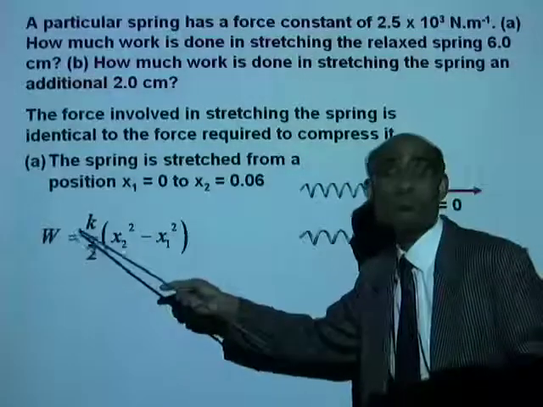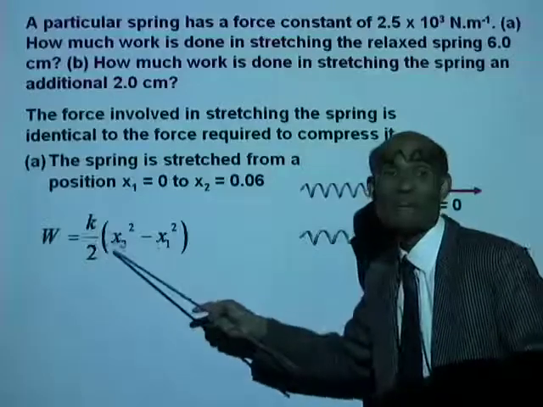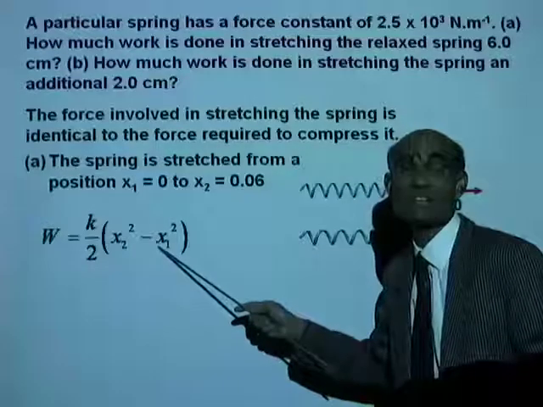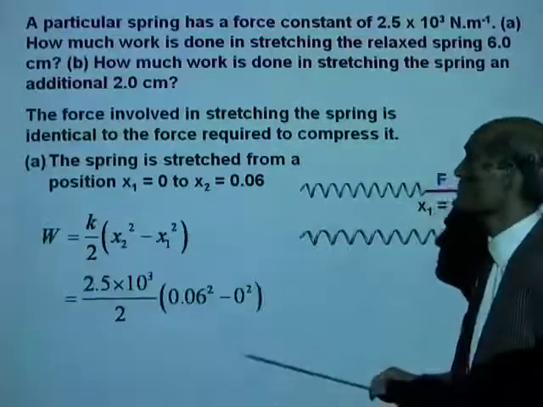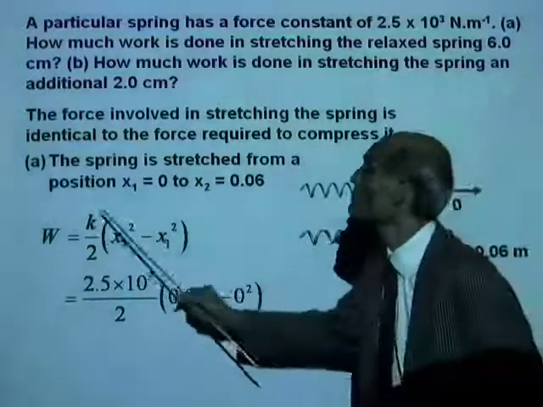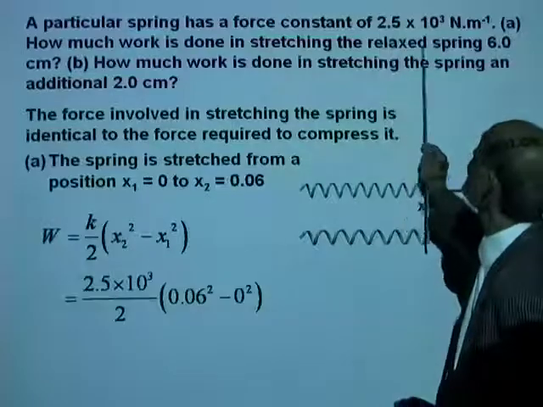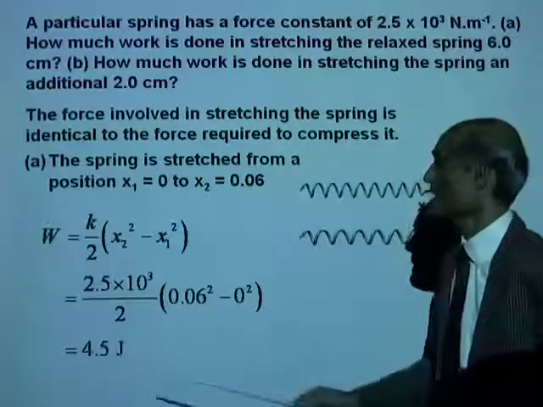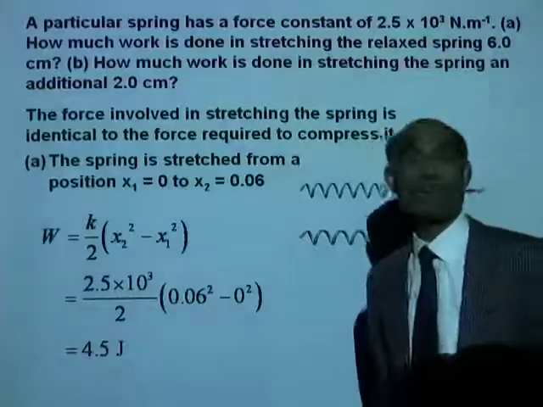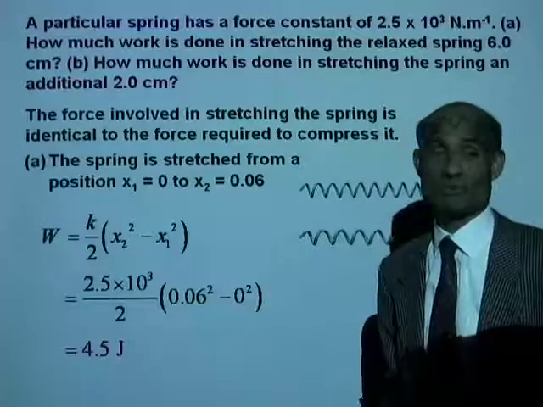Work done is 1/2 k (x2 squared minus x1 squared), where your x1 equal to 0. And you use all the values. K is given to us, and x2 we know, x1 we know. That is 4.5 joules.